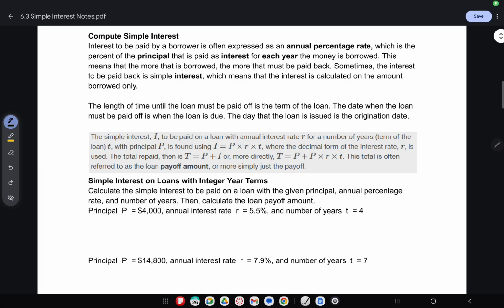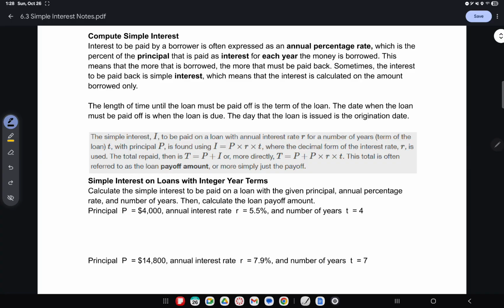We're going to look at simple interest. So interest is money that you either earn, like if you're putting money in the bank and you're earning an interest, or if you are borrowing money. The way a company is going to make money is if they charge you interest. So it's more money you will owe to a company.